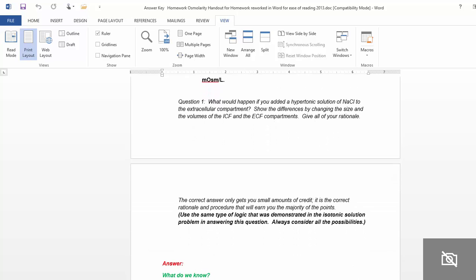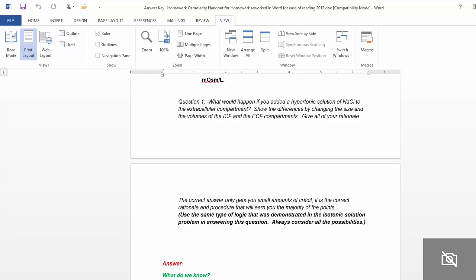Question number one. What would happen if you added a hypertonic solution of sodium chloride? Now we have more information. It's a little bit more complicated now. To the extracellular compartment. Show the differences by changing the size and the volume of the ICF and ECF compartments. Give all your rationale. Again, there isn't enough answer. The correct answer only gets you a small amount of credit.